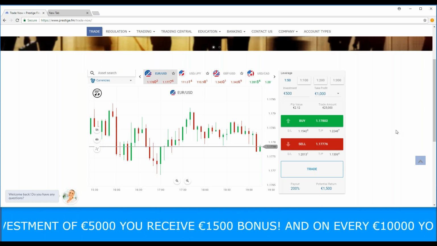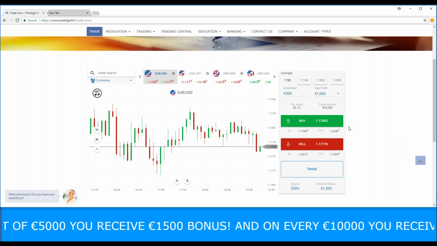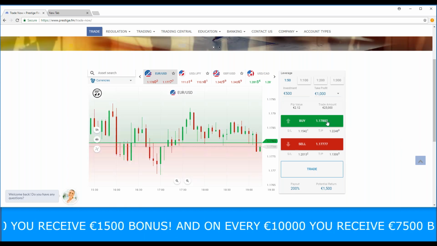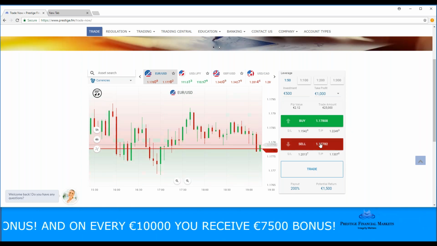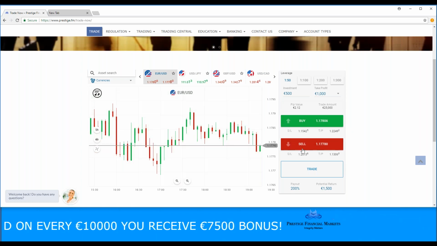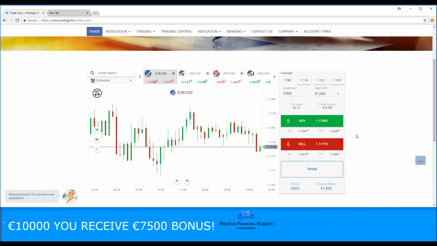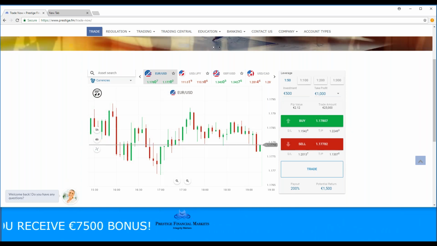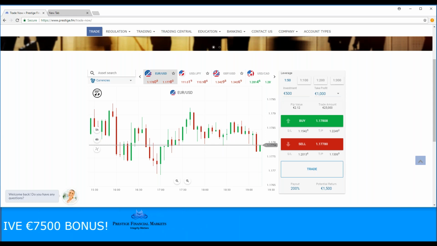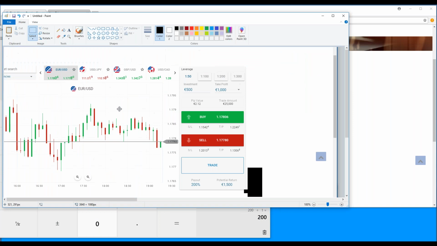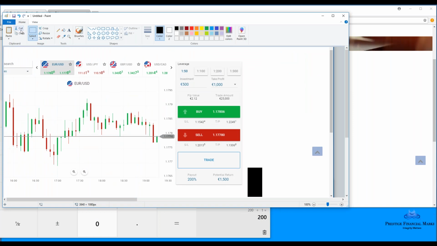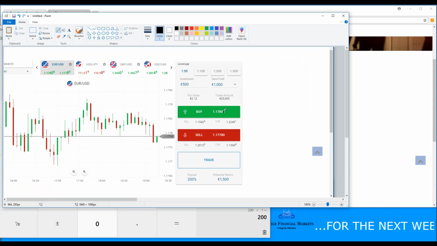So the spread is the difference between buy and sell. We have these two numbers, the buy price and the sell price. So buy minus sell, and we get the spread. Okay, take a screenshot here. Go again to Paint. Okay, so we have here, I told you, this is a tick.